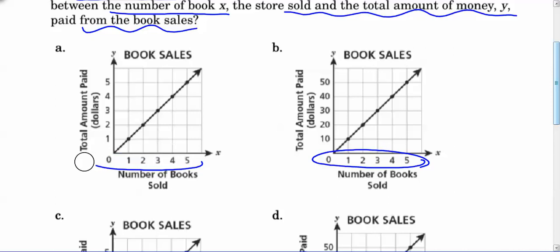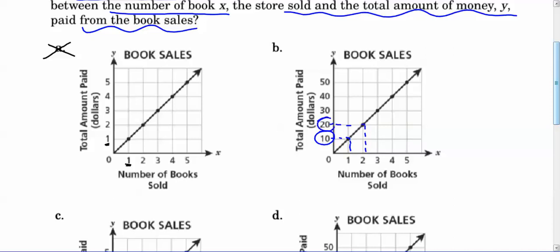So, let's look at these and see if any of these make sense. This first graph A says right here, one book would be $1. Well, we read in the problem that each book is going to be $10, so that does not make sense. On B, one book shows the price of 10 bucks, 2 books, $20, so on and so forth. So as you can see, it's jumping up by $10 as we increase the books. It's a very direct relationship, obviously. So the correct answer is choice B.